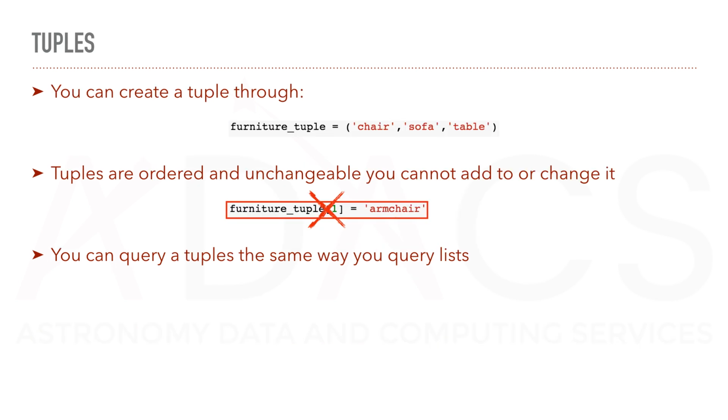And finally, let's move on to tuples. Tuples are created using round brackets. As tuples are unchangeable, the example of trying to change our furniture tuple in position 1 from sofa to armchair will cause an error message to trigger, as we cannot edit a tuple after it has been created. Nevertheless, we can query our created tuple the same way we would query a list.